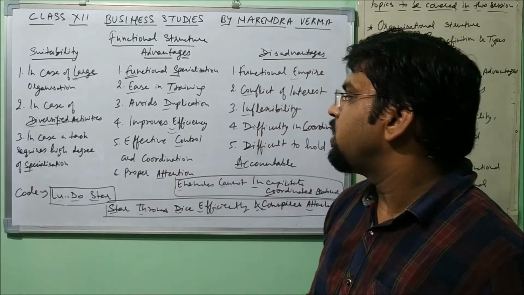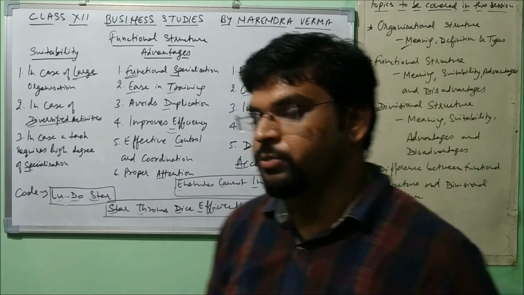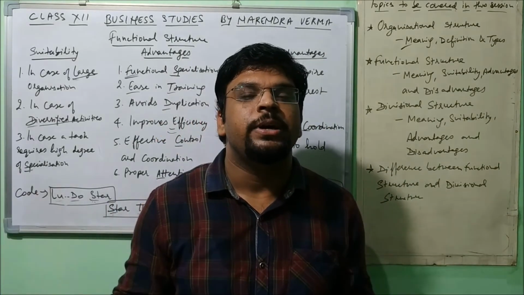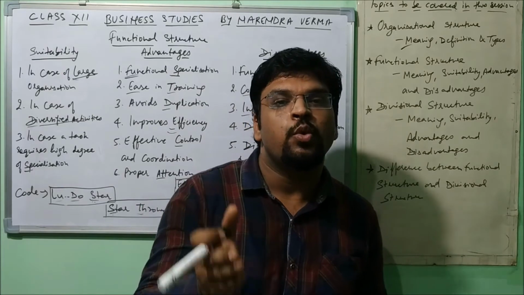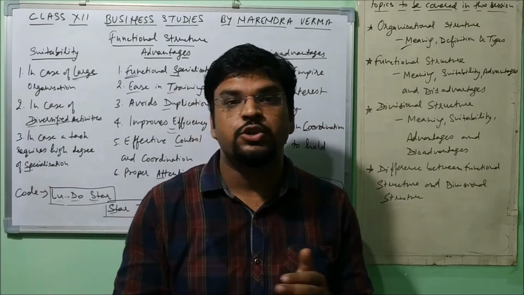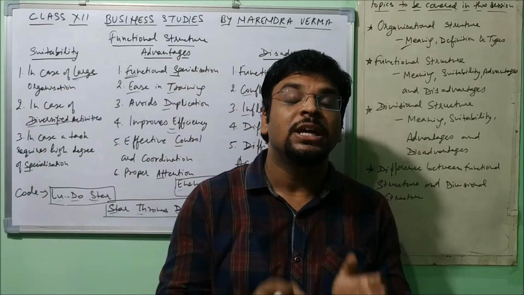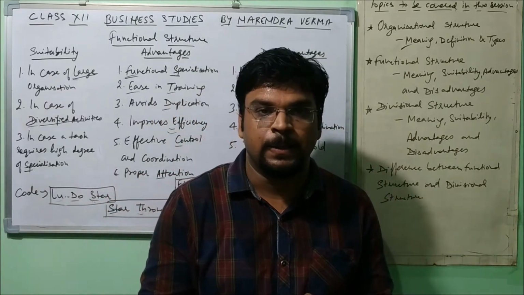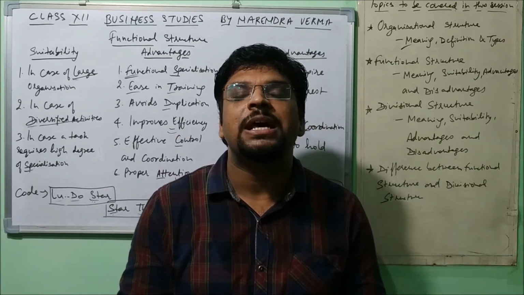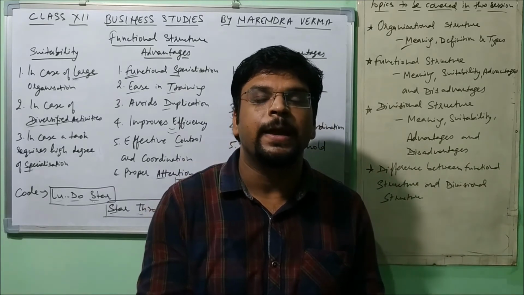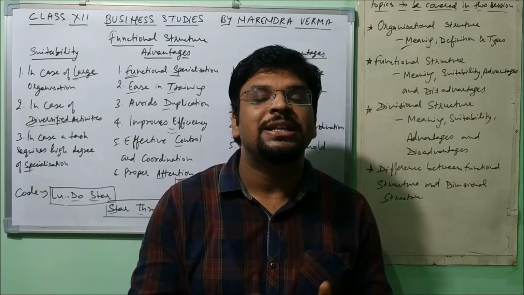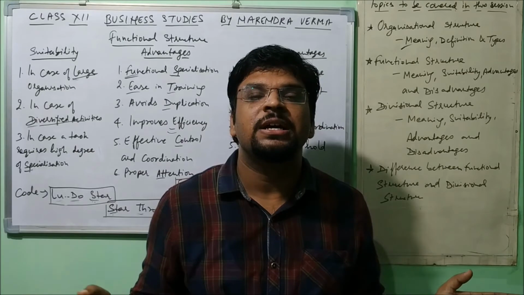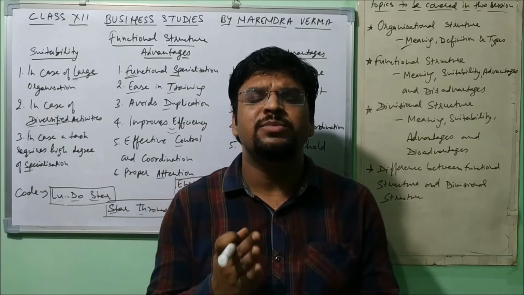Next, effective control and coordination. When the work is divided among the departments, then it becomes easy to put effective control. Controlling the things becomes very easy, and coordination can also be established very easily, because we know very well that in an organization coordination is a must between the departments. Only then can it function well. But when the duties are clear and reporting relationships are clear, then establishing coordination becomes easier.